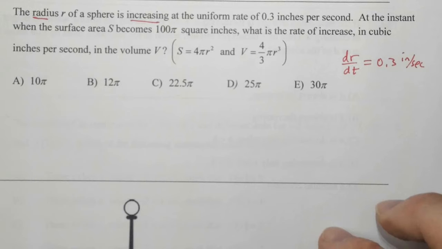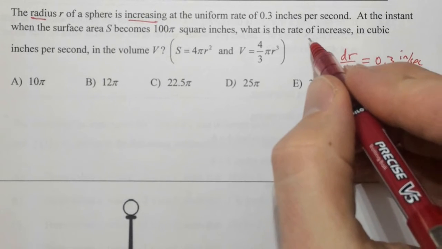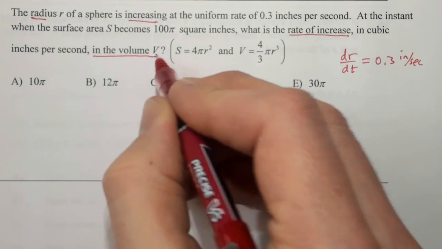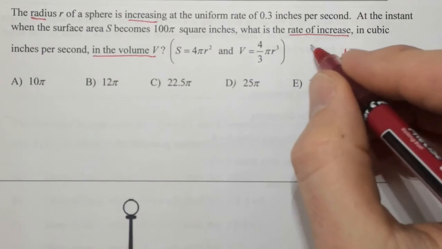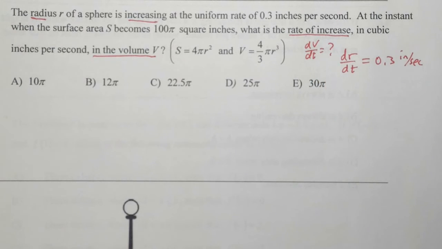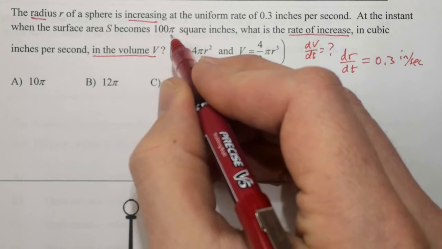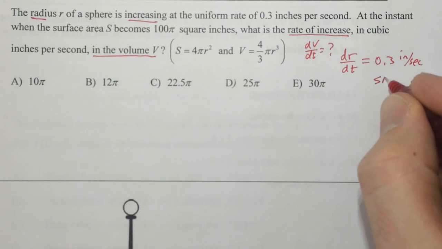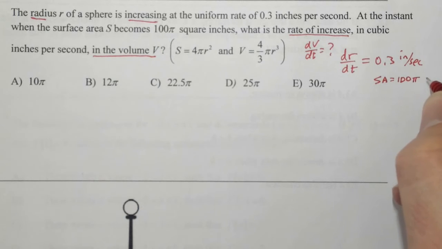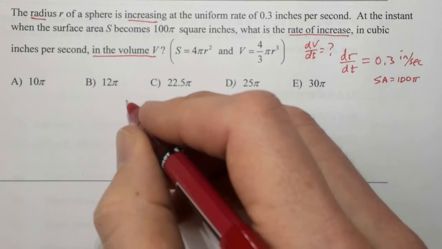There we go. All right, we want to find the rate of increase in cubic inches per second in volume. Okay, so that means we're interested in what is dV dt equal. Okay, we're given one more piece of information. We're given that the surface area is 100 pi square inches. So the surface area is 100 pi. All right. So we need dV dt, which means we need to start with our volume.